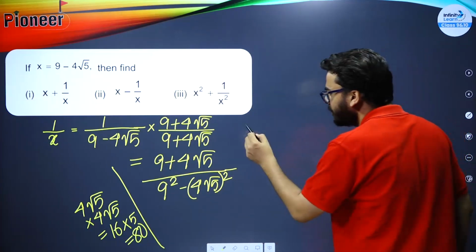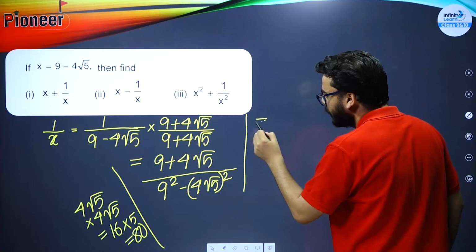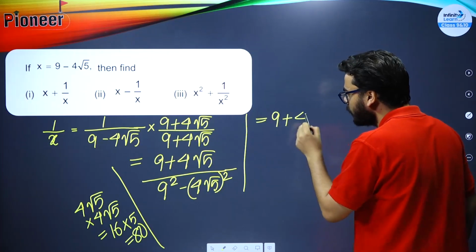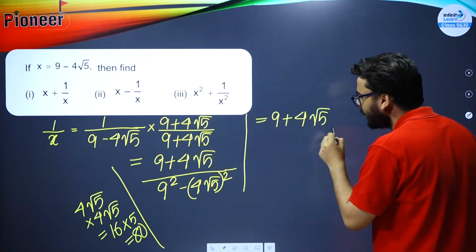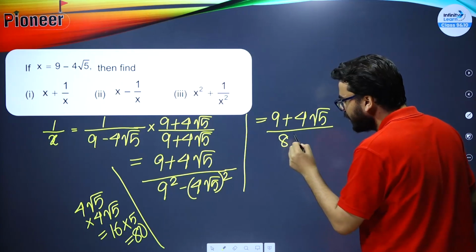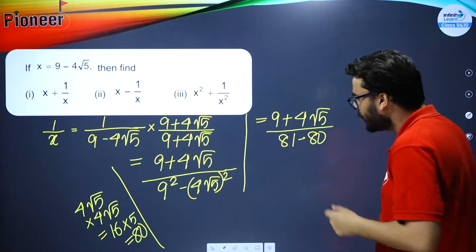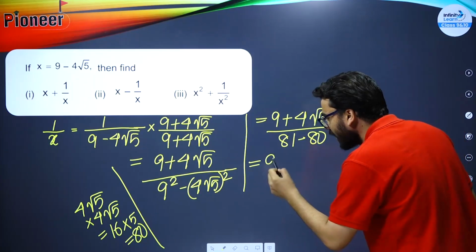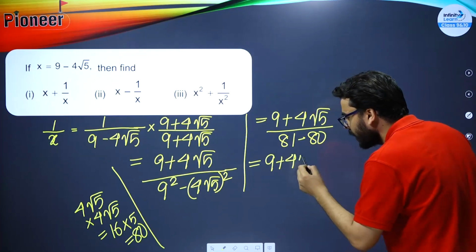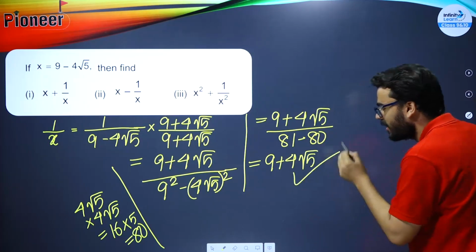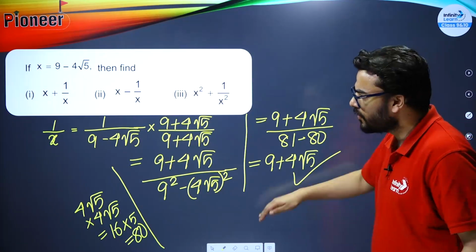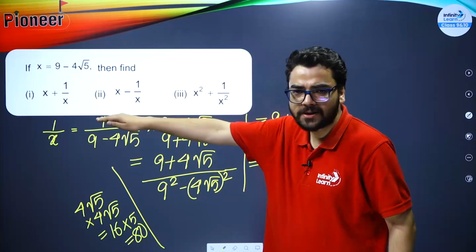So after further simplification, what will we get? We are going to get 9 plus 4 root 5, and in the denominator we have got 81 minus 80. So 81 minus 80 is 1 only. So basically this is nothing but 9 plus 4 root 5. I hope this thing is clear up till here. Right. Now we want to find the value of x plus 1 by x.